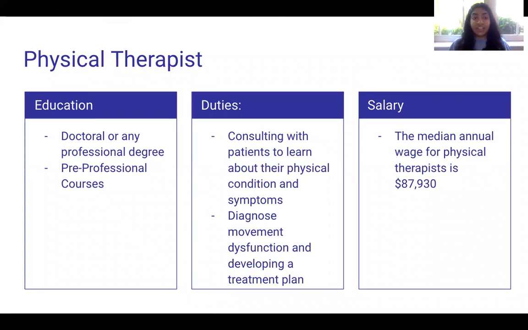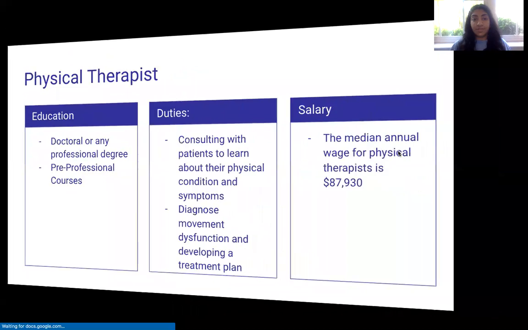First, you need an education of a doctoral or any professional degree, and a few professional courses are recommended. Their duties are consulting with patients, learning about their physical conditions and symptoms, diagnosing their movement dysfunction, and developing a treatment plan. The usual salary for a physical therapist is around $87,930.